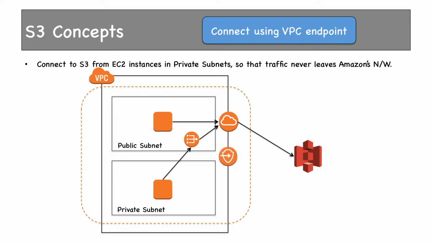If you use a VPC endpoint instead, all EC2 instances would be able to communicate with S3 via this VPC endpoint, and none of the traffic would have to use the Internet. Let's see how VPC endpoints are created for S3 and access our S3 bucket from an EC2 instance in the private subnet.